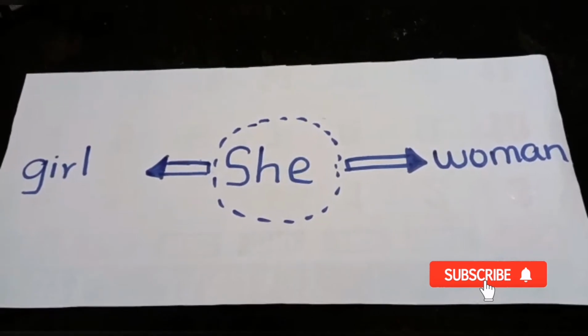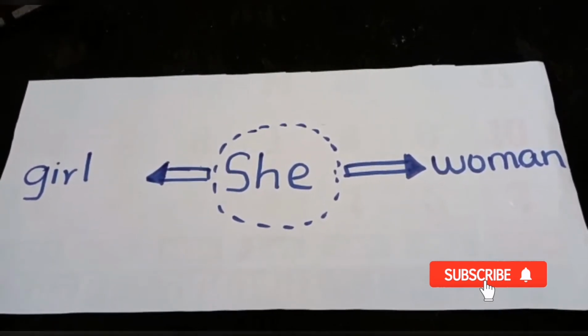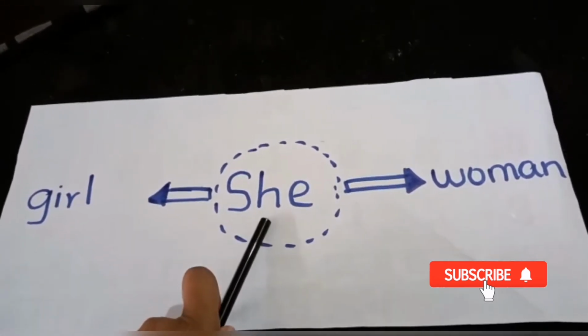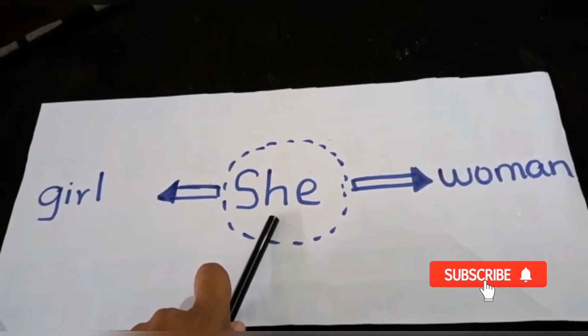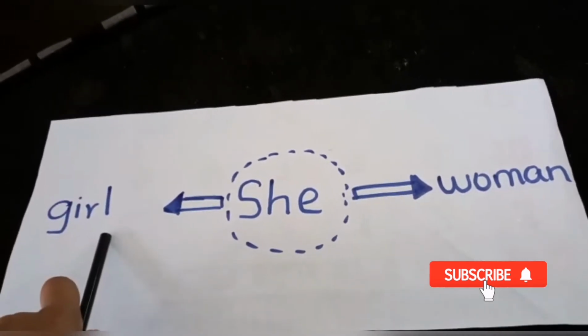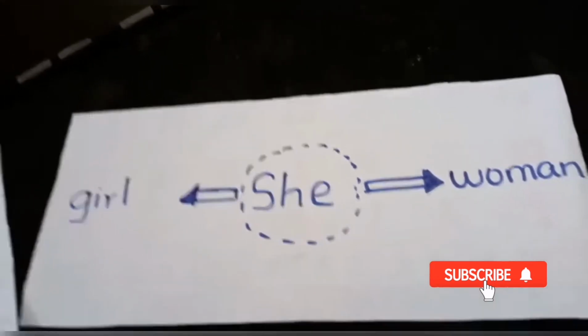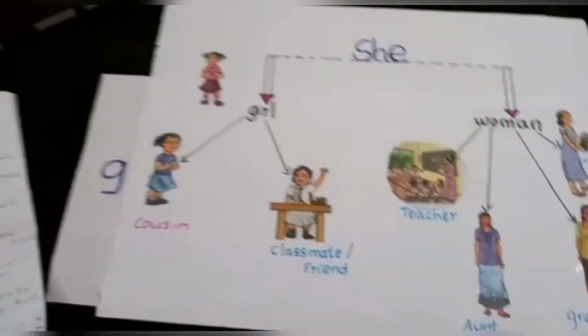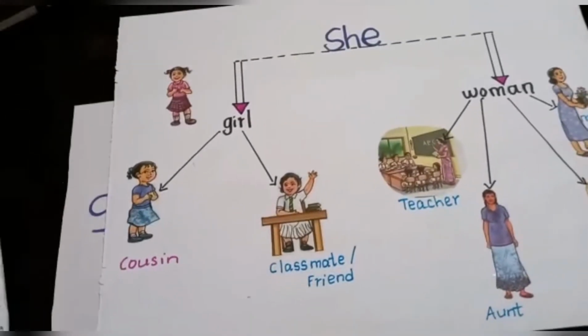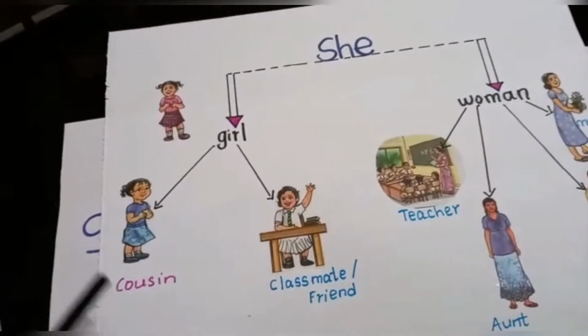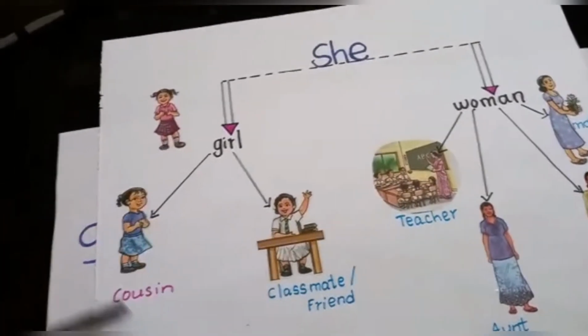Now let's see how to use she. We use she, as I told you, when we indicate a girl or a woman. Now look at this picture. A girl. Now we are talking about girls.